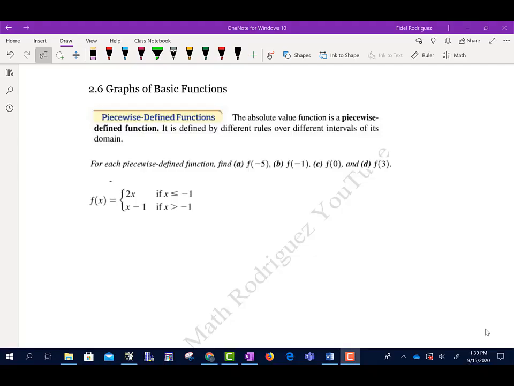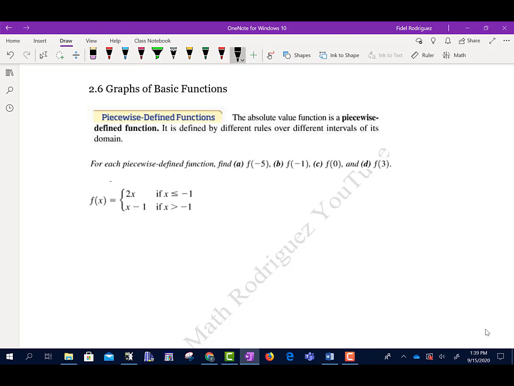Section 2.6 talks about graphs of basic functions. And what we're going to be talking about mainly in 2.6 are piecewise defined functions. So it says the absolute value function is a piecewise defined function. It's defined by different rules over different intervals of its domain.